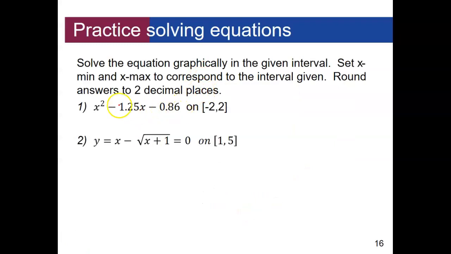Okay, here are 2 that I would like for you to practice with. This is going to be your x min and your x max that they're giving you. It's not giving you the y's on these, but when it restricts it to this interval, then even though there may be other solutions to this graph, you're only looking for the ones that are between -2 and 2. So essentially we're solving this as if it's equal to 0, and you'll get your answers between -2 and 2.